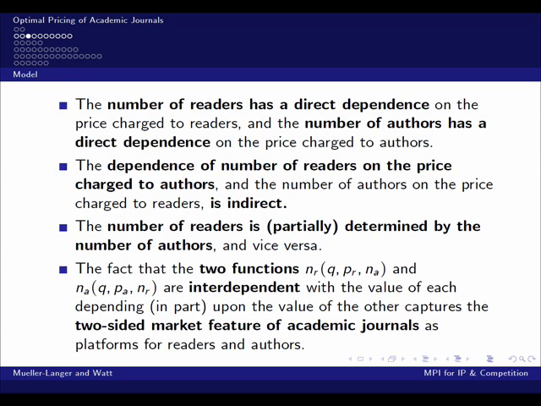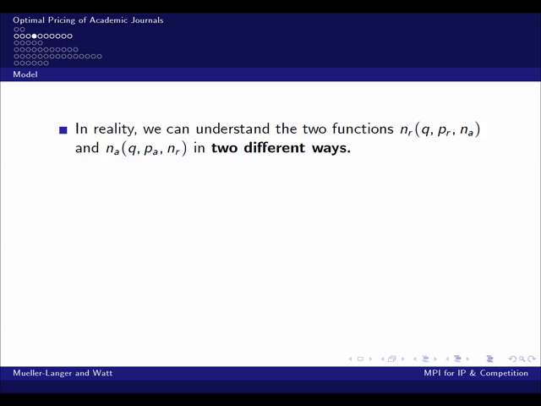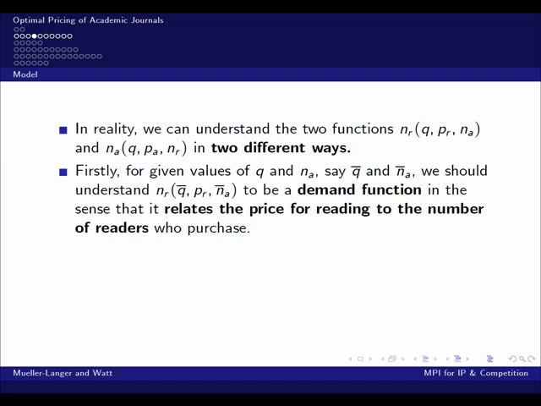Now here, the fact that the two functions, the number of readers and the number of authors, are interdependent with the value of each other suggests the feature of a two-sided market for academic journals. And we can think about these two functions in two different ways. First, as I've mentioned before, if the reader price increases, then the number of readers changes. So for given values of quality Q and the number of authors, we can understand the number of readers to be a function that relates the price for reading to the number of readers. Couldn't a reader judge quality by the price charged?